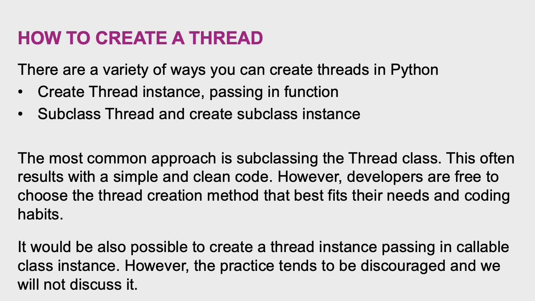Let's start by discussing how we can create a new thread in Python. There are a variety of ways you can create threads in Python. The most popular approaches are the following. First, you can create a thread instance passing in a function that implements the business logic of the thread. Second, you can subclass the thread class and create a subclass instance. This instance implements the thread business logic.